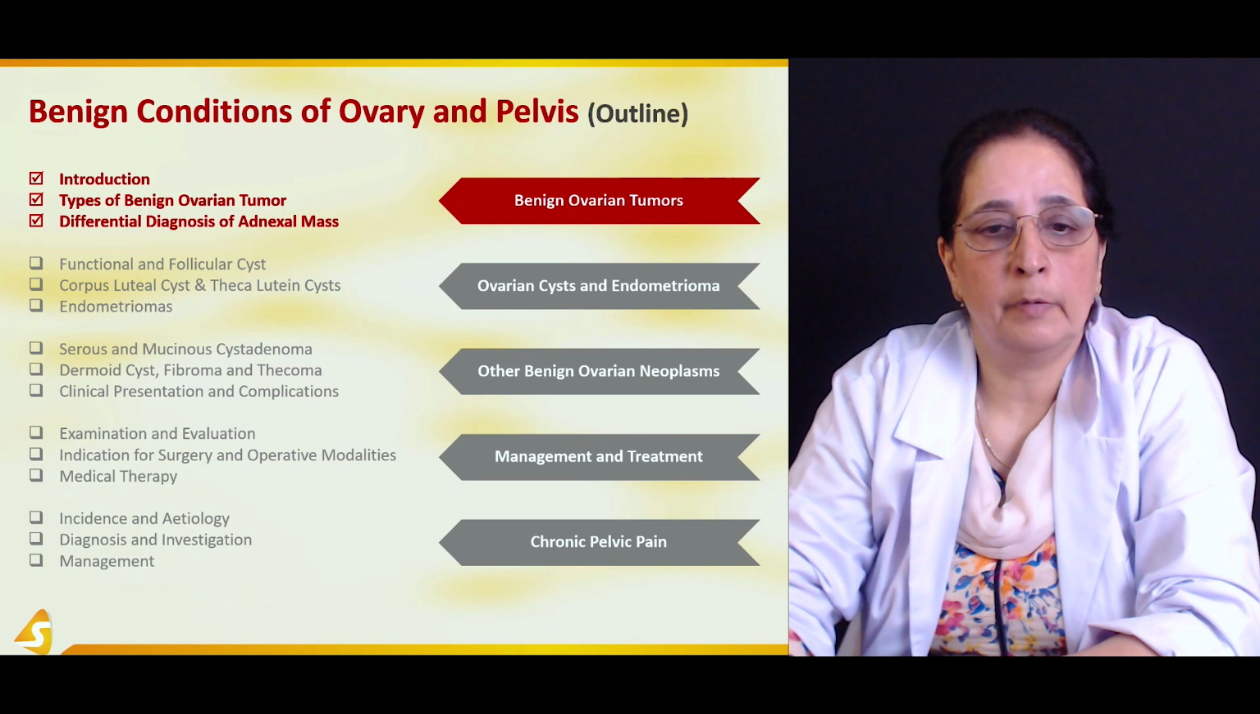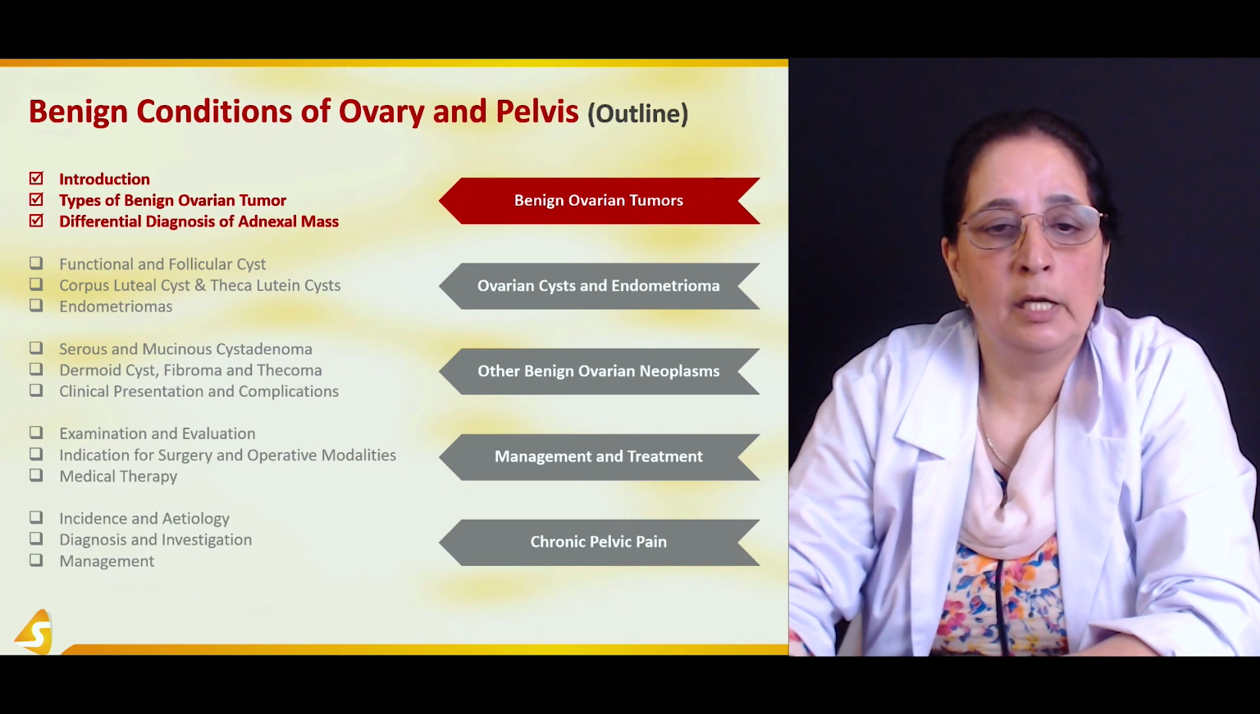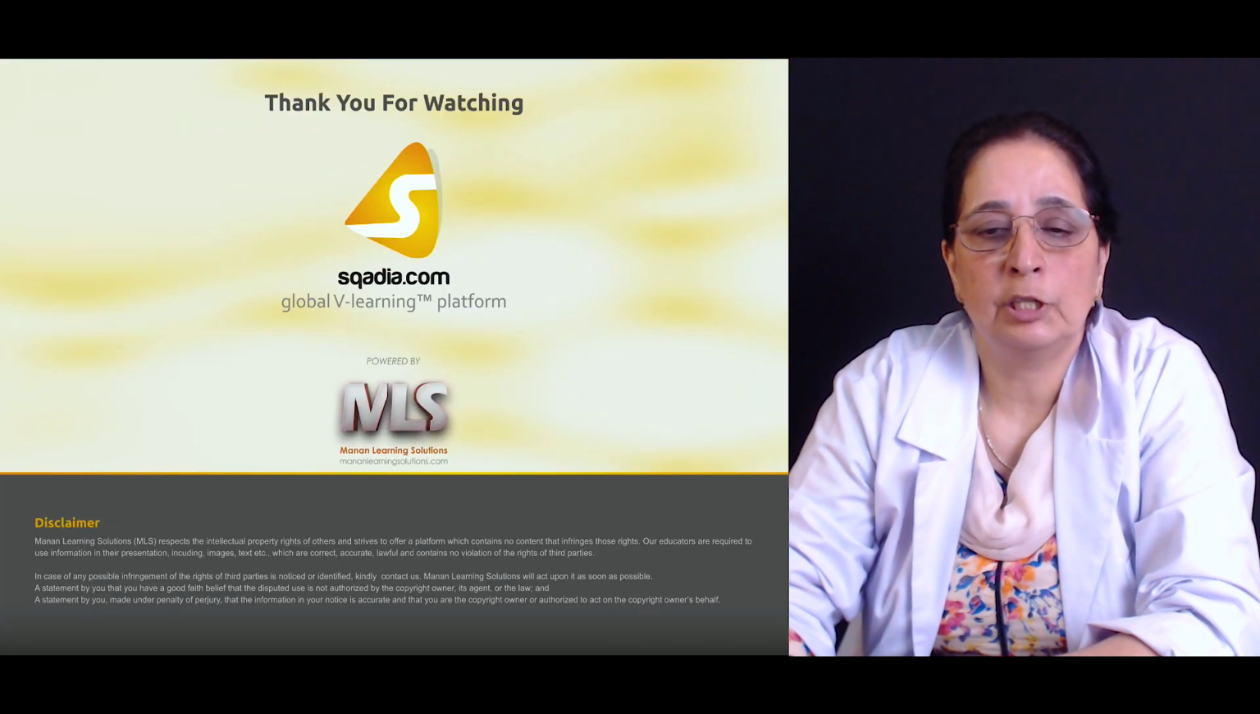So that was all about the benign ovarian tumor, in which we talked about the different types and differential diagnosis.